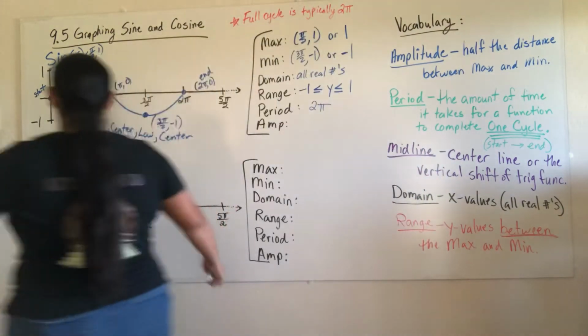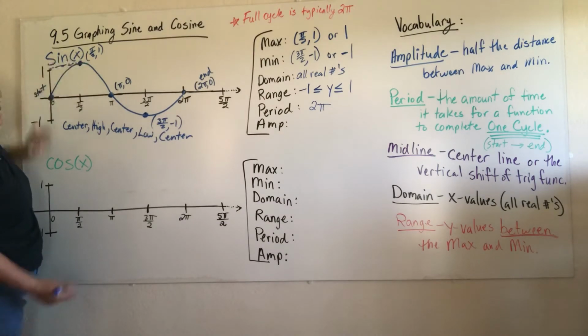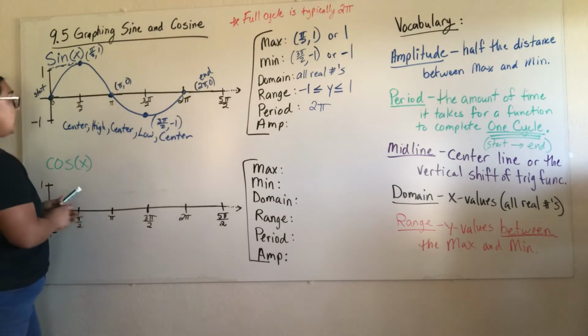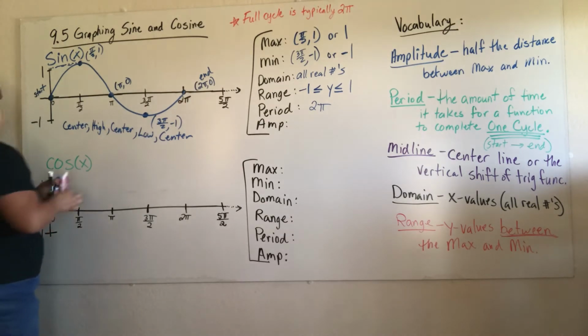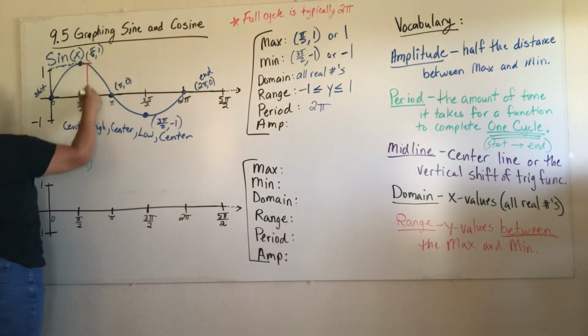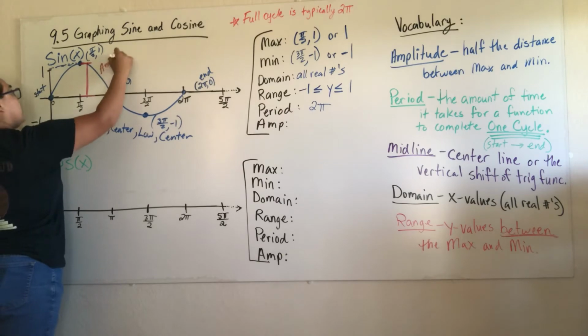So for example, right here, here was your center line, right? So the distance here to here is just 1, okay? So think of it like this. You just have from this max point to this point right here, that's a distance of 1. So your amplitude here is just 1.